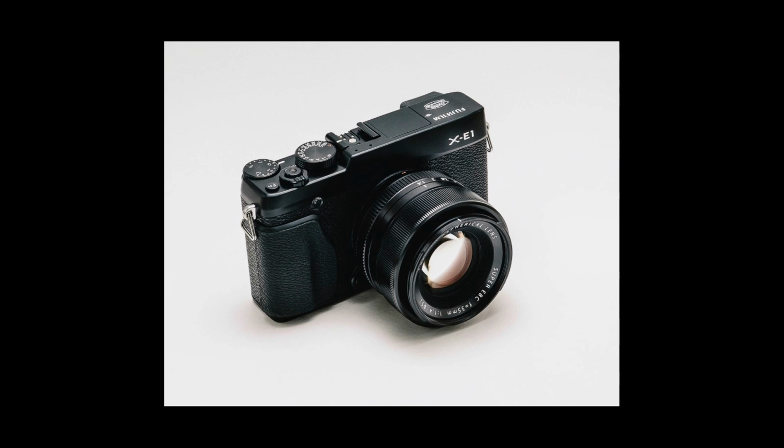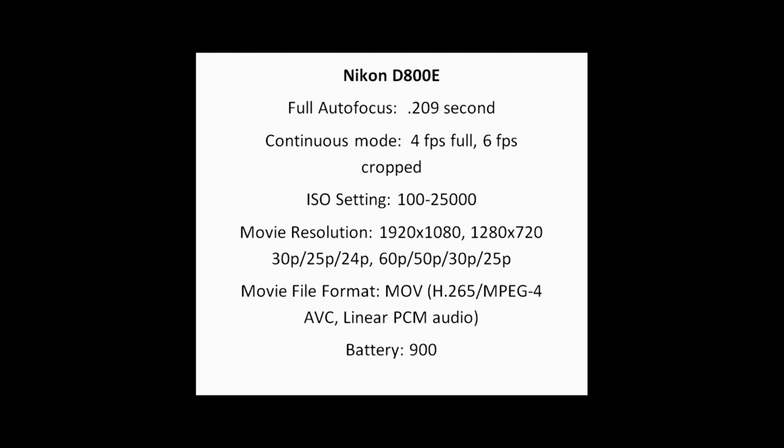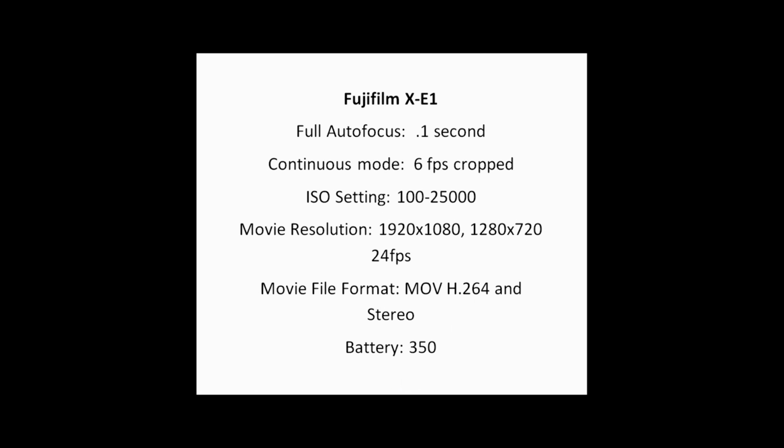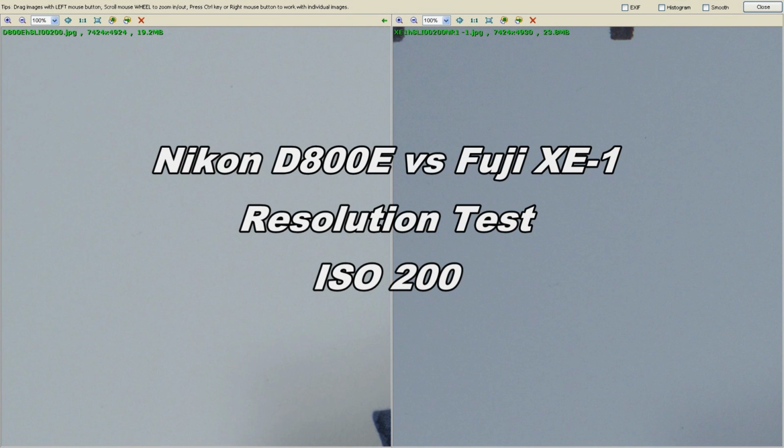And today what we're going to be looking at is the Nikon D800E, and it will be going up against the Fuji XE-1, and we're going to be looking at it from a resolution test. So this is going to be something that I think you guys are going to actually find pretty interesting here.